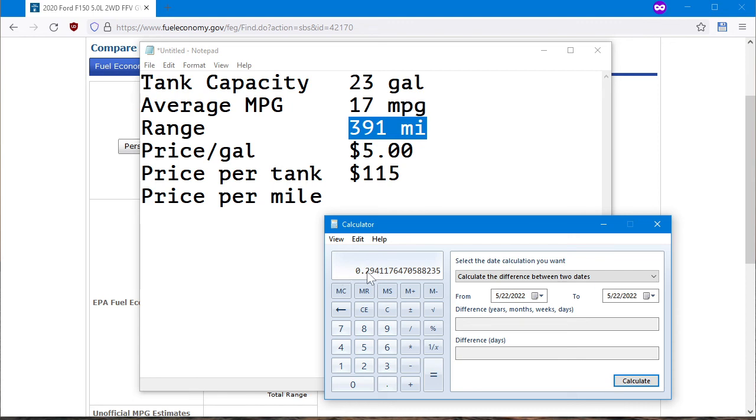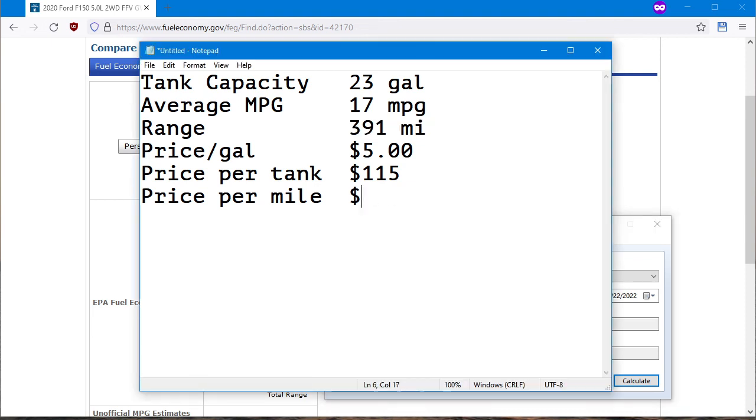29 cents. Well, it's a bunch of numbers here, but we look at the decimal point and we just take the first 3 digits. If the thousandth digit is a 5, then you increase the hundredth digit, but it's 4. So it's 29 cents per mile driven in the Ford, assuming all these figures are true.